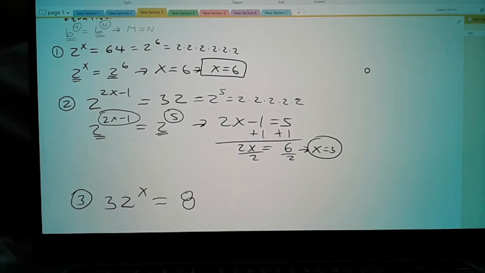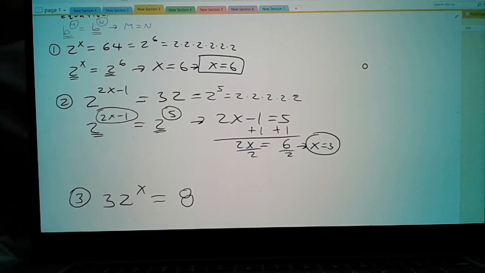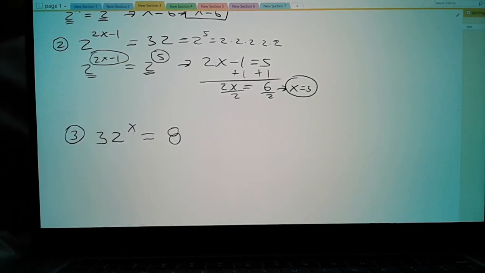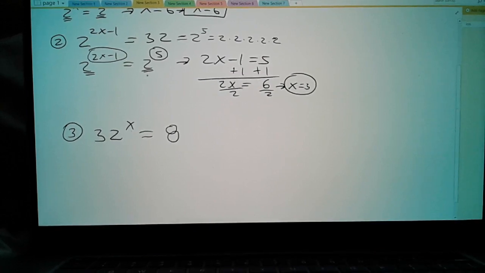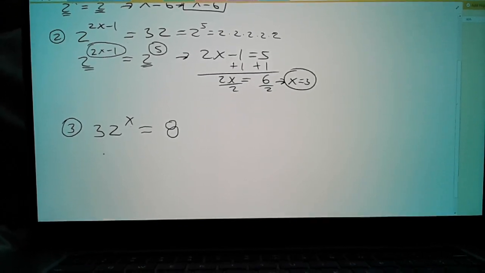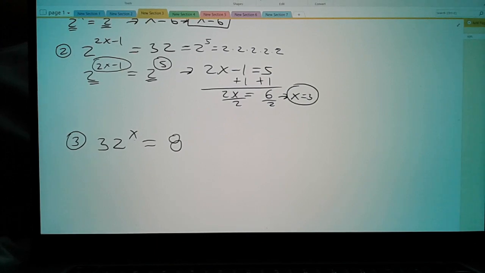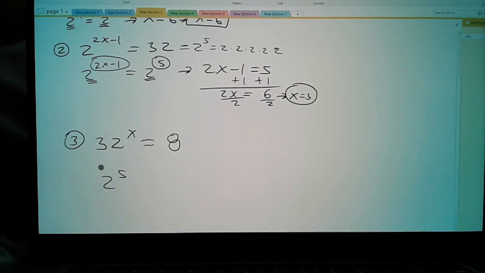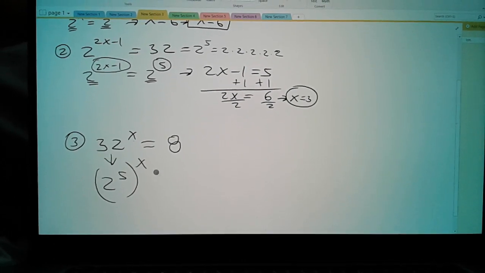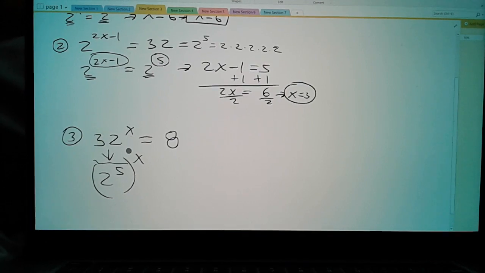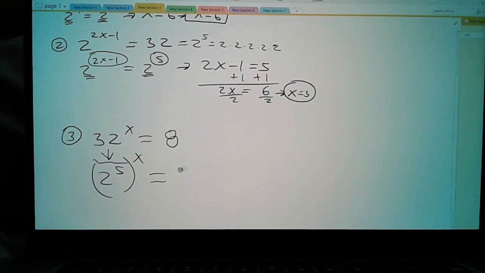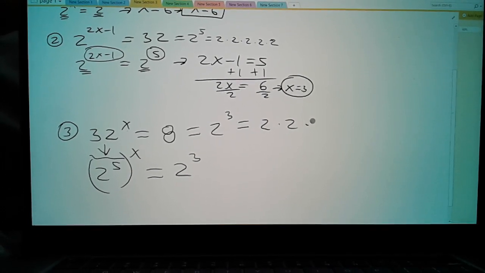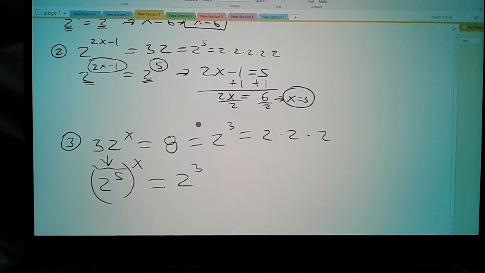What if I tell you 32 to the x equals 8? How would I solve that? Well, what do you know about 32? We just did that a minute ago. We said 32 is 2 to the 5th power. So if I say 32 to the x, that means 2 to the 5th power, right, is 32, to the power of x. Now, 8 is really the same thing as 2 to the 3rd power, because if I multiply 2 by itself 3 times, I get 8.